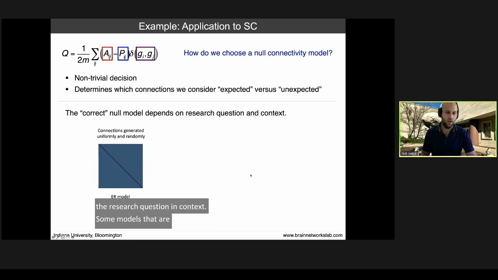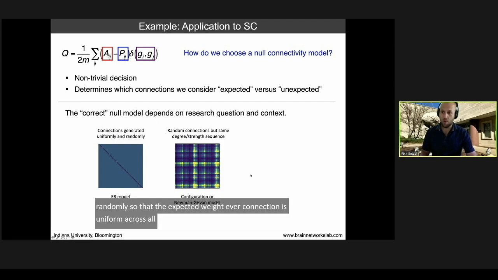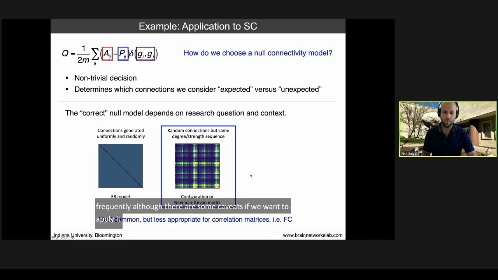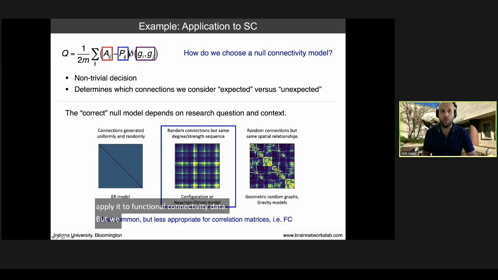For instance, we can pretend that the connections are generated uniformly and randomly, so that the expected weight of a connection is uniform across all connections. We could try to preserve aspects of the original network, like nodes' degree and strength sequence, but otherwise rewire connections. The so-called configuration model is good for that. And in fact, this is the model that's used most frequently, although there are some caveats if we want to apply it to functional connectivity data. But we can also incorporate anything we want into this null model, for instance, spatial relationships. So we can use geometric random graphs or gravity models that try to preserve the total cost of wiring or use information about nodes' positions in space to wire them together.